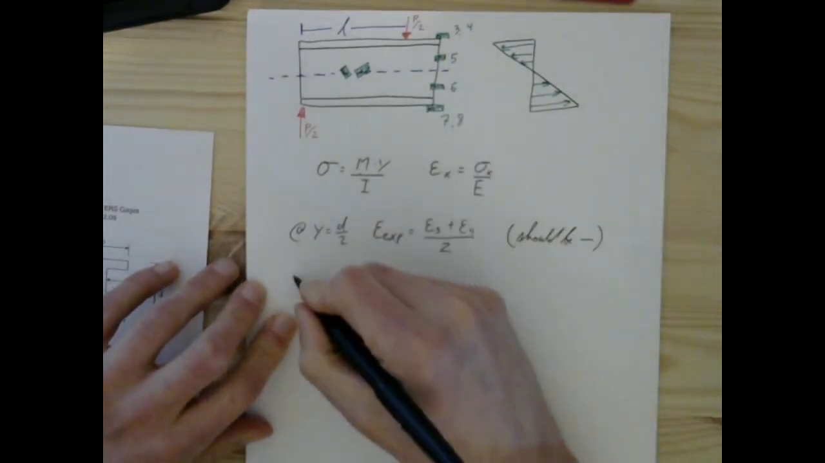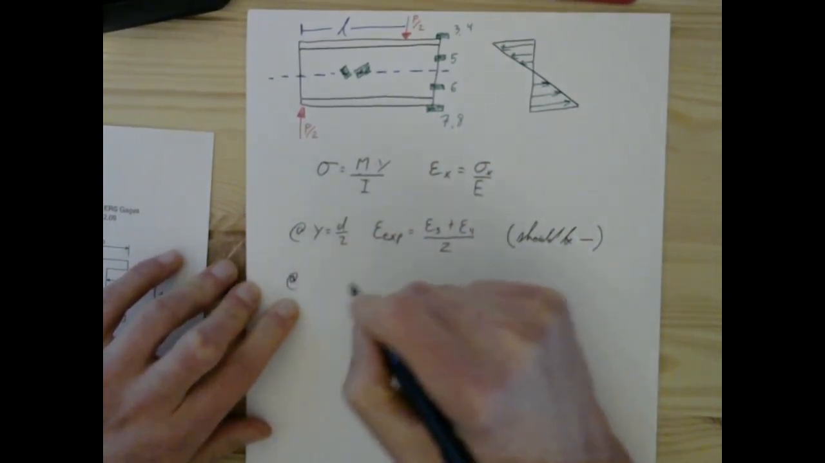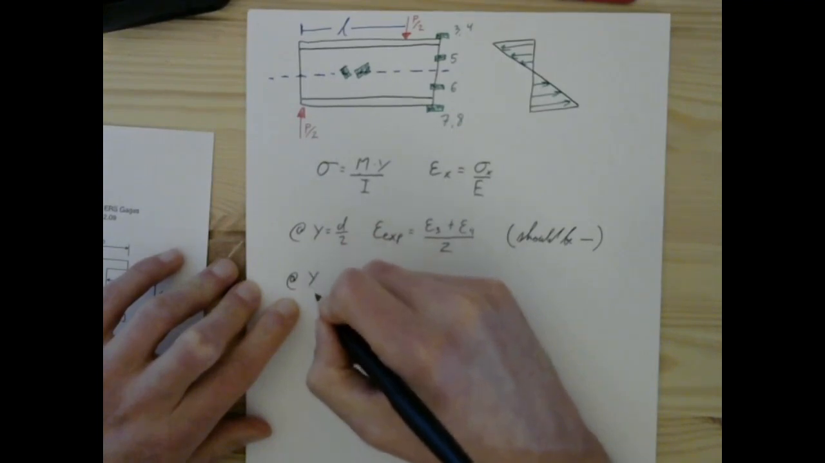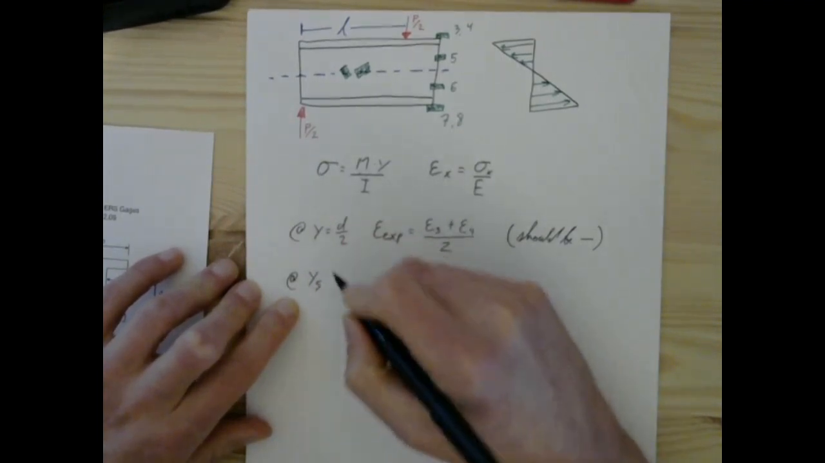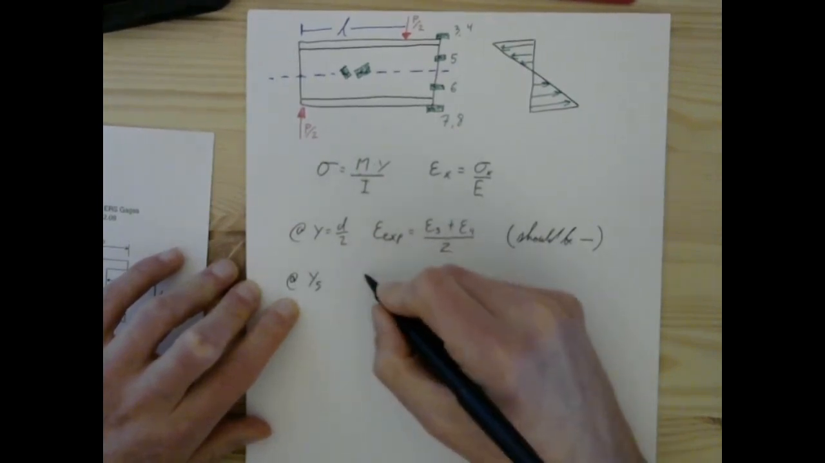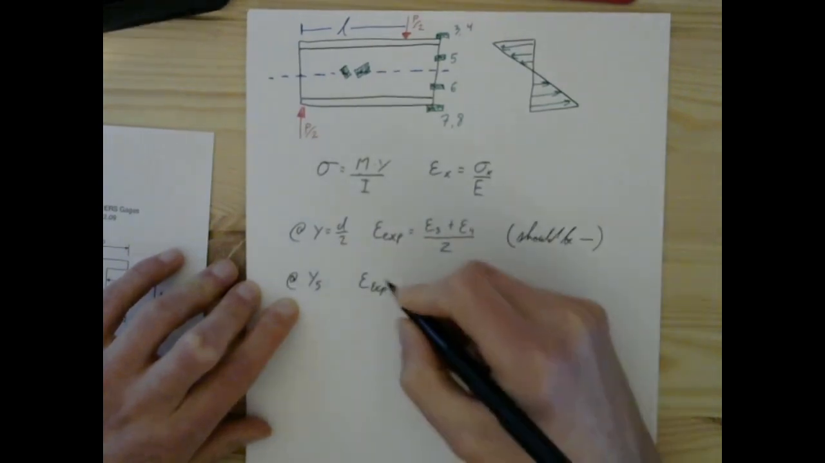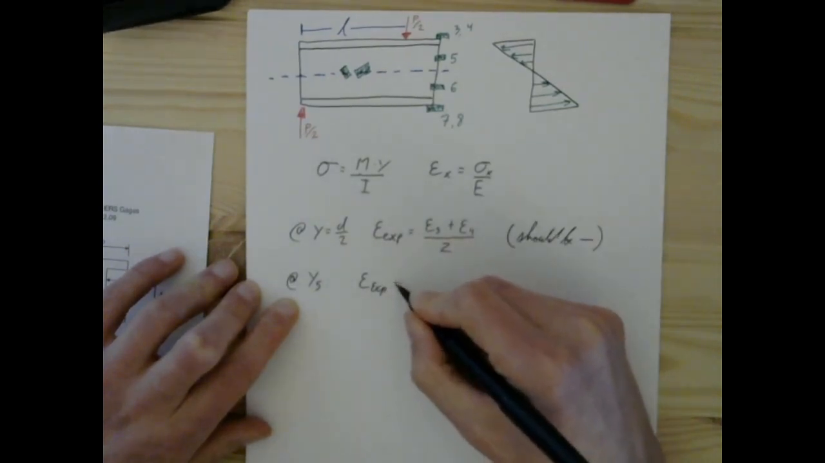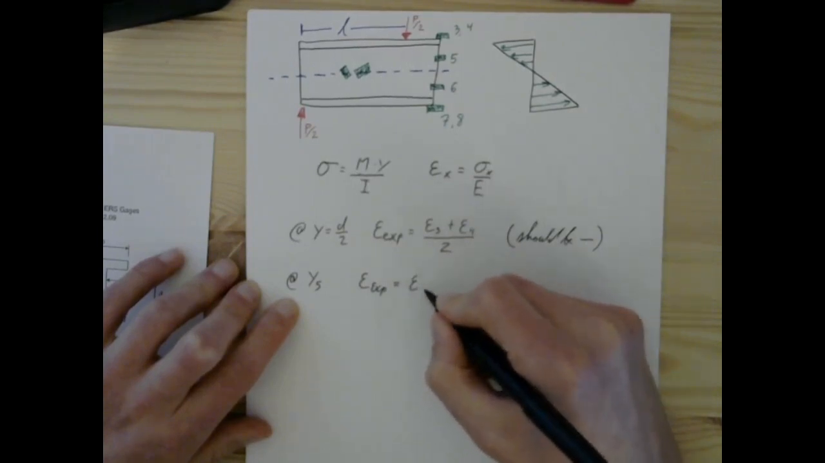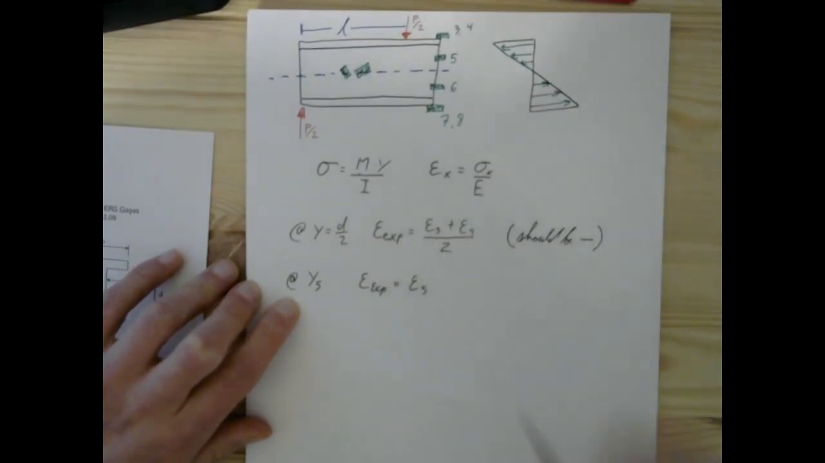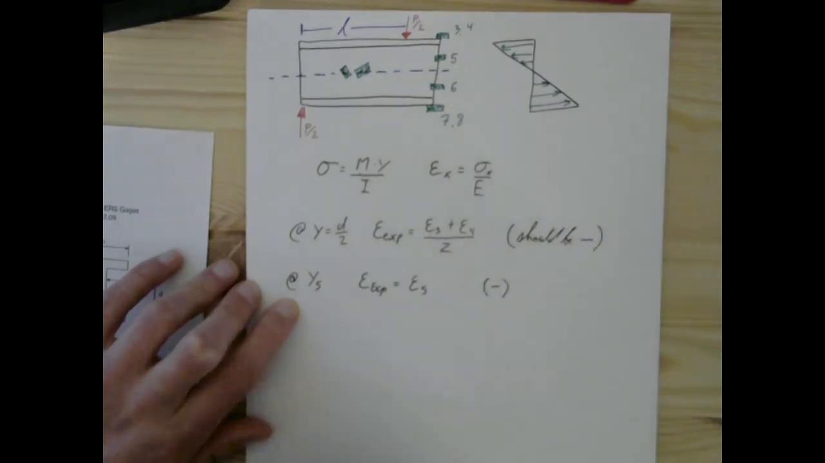Now at 5, we're going to be at a different location. I'm going to call that y5. And in this case, the experimental strain is going to be equal to the experimental strain 5. And that will also be negative.